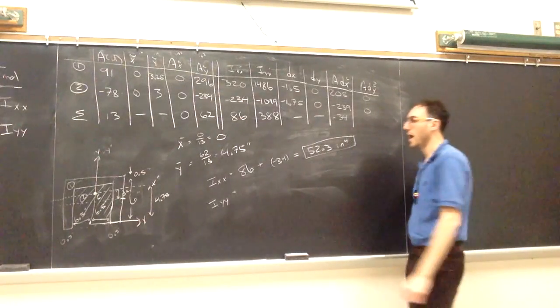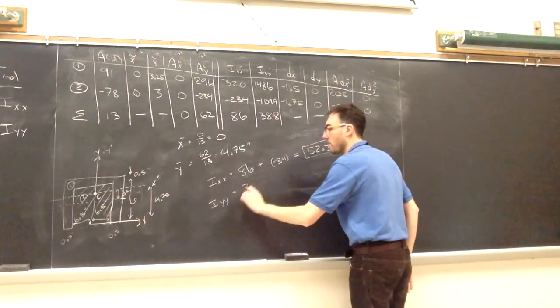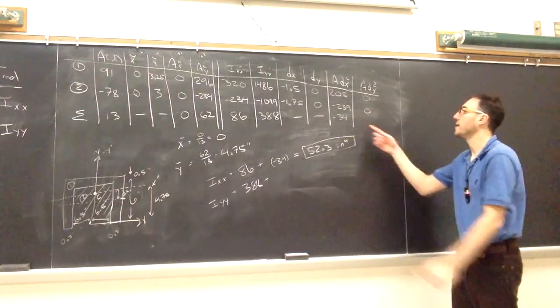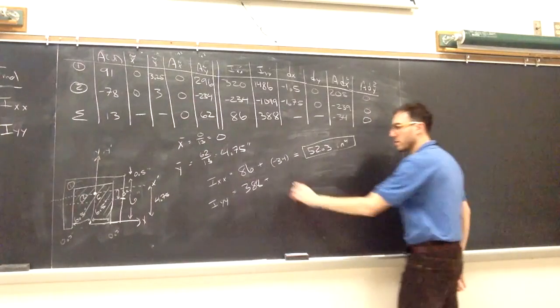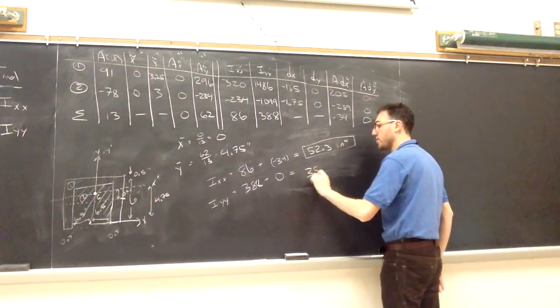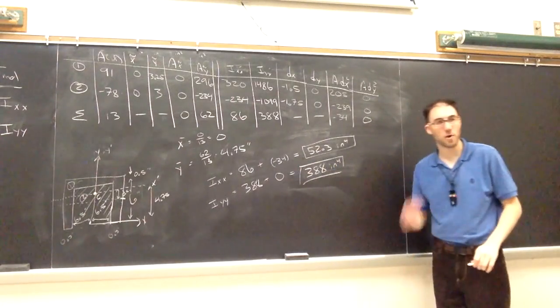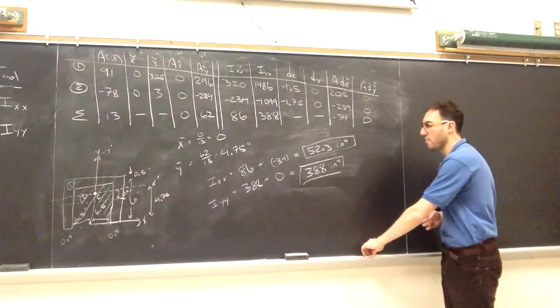And for IYY, I take the total IYY prime of 388. I add to that my total of ADY, which was 0. So I'll find 388 inches to the 4th to be my total area moment of inertia around the y prime axis.